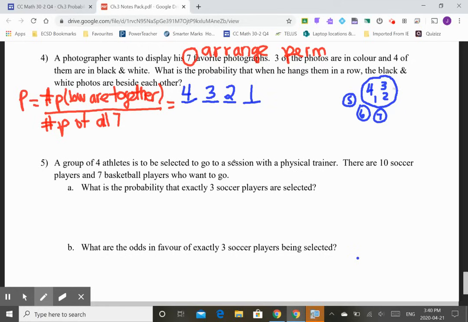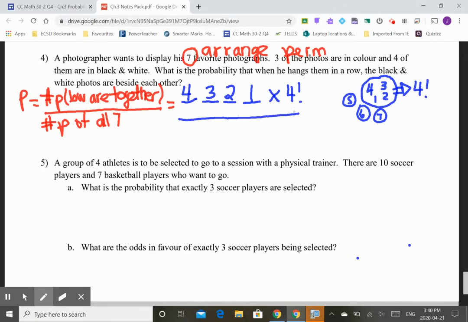Now, these 4 pictures that we have grouped together were not given a specific order, so we need to arrange those photographs as well. Those 4 items can be arranged 4 factorial ways. So I'm going to take the arranging of the items and multiply it by 4 factorial to show the arranging of the black and white photographs.